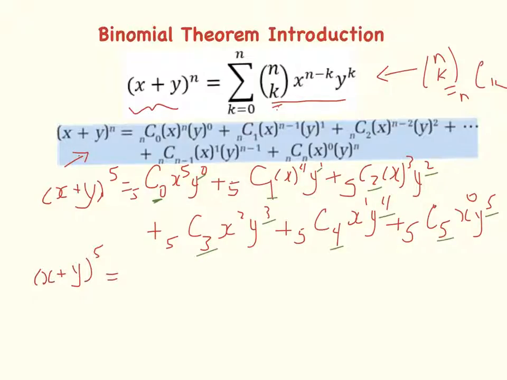Now to simplify each of those terms. In our very first term, 5 choose 0 is going to be equal to 1, times x to the 5th, times y to the 0, which also equals 1. So the very first term is simply x to the 5th. And I'll continue to proceed through.